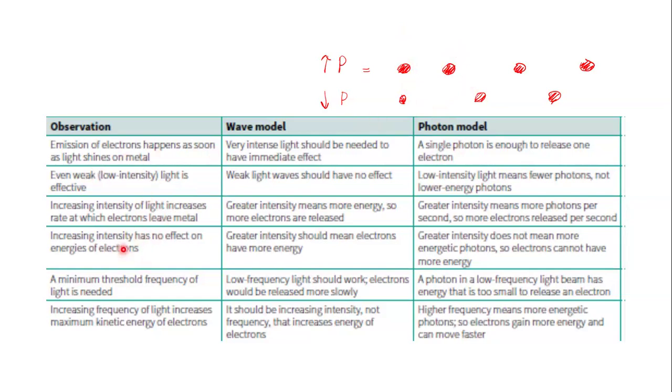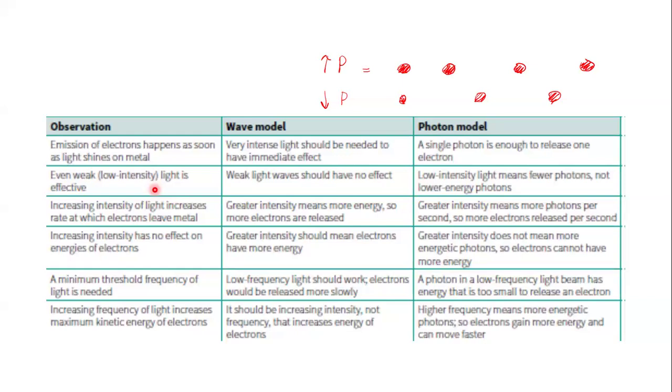They said, okay, when we increase the intensity of light, it makes no difference to the emission of electrons. The emission of electrons happens regardless of the intensity of light, but it does seem to have an effect on the speed at which the electrons are being released. So that was another observation that helped them conclude that intensity is related to the number of photons. So higher intensity means more photons per second, so more electrons will be released per second.